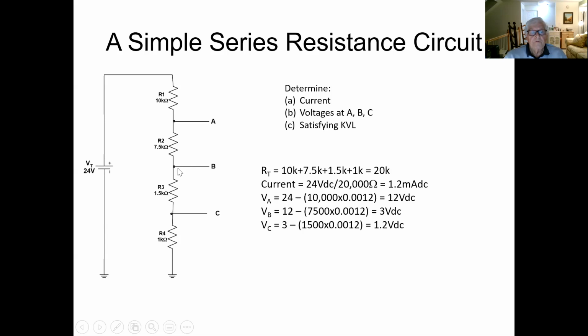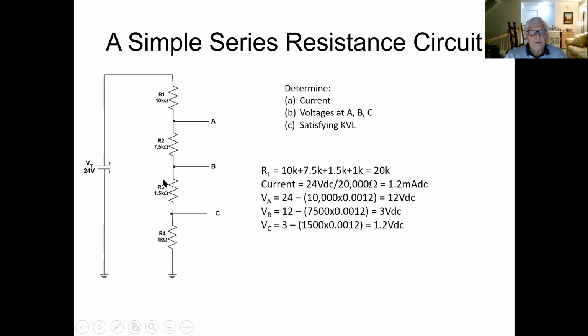Then we drop even further by going through R2. There's our current, 1.2 milliamps, and our resistance is 75K, okay? So 75K times 1.2 milliamps, and we started with 12 volts up here. We're going to drop another 9 volts to get to 3 volts when we get to B, okay? Look, we had 12 volts here, we get to 3 volts here. It means we have dropped 9 volts across R2.